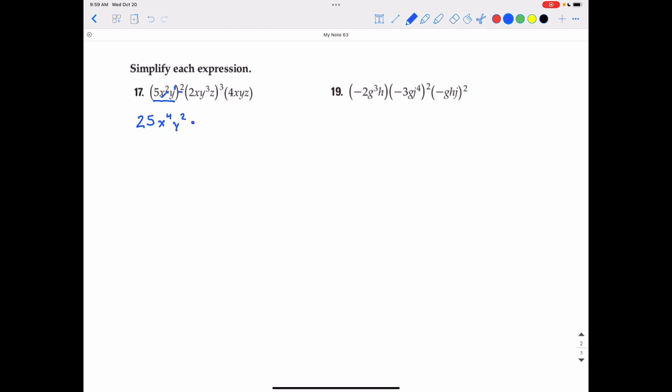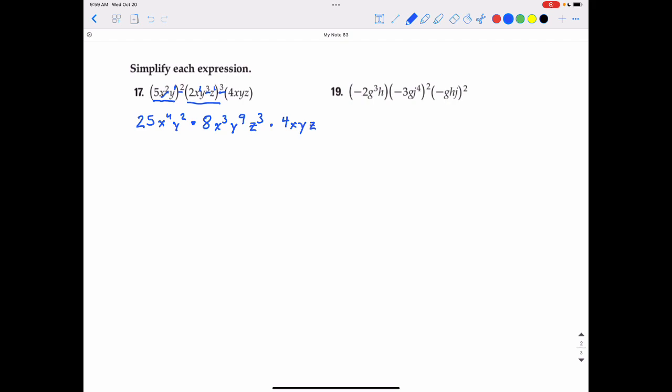We'll take that times what's inside of this parentheses to the 3rd power. 2 to the 3rd power is 8. X to the 1st to the 3rd power is x to the 3rd. Y to the 3rd power is y to the 9th. And z to the 1st to the 3rd power is z to the 3rd. Times nothing in the last set of parentheses to a power, so just 4xyz. I'm just going to write that down there.